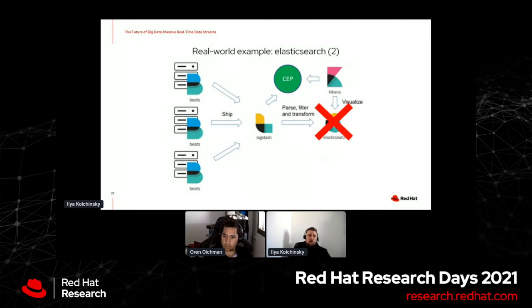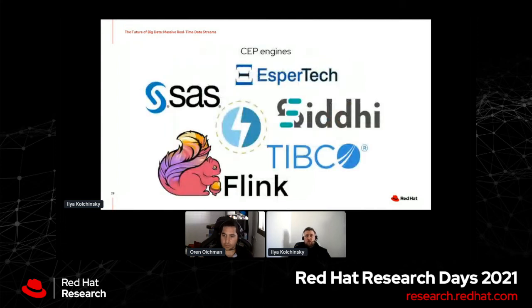Now, similarly to what we have with stream processing technologies, we also have quite a few vendors of CEP functionality, including, again, some commercial systems such as IBM Streams and open source libraries such as Esper or Flink.